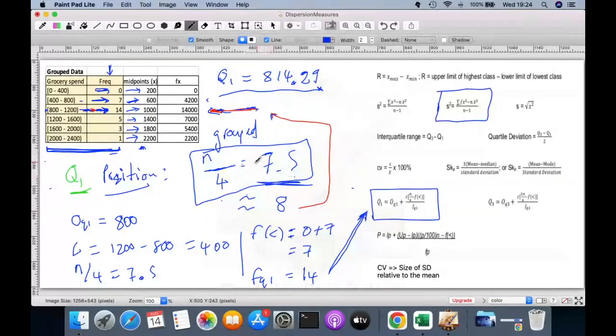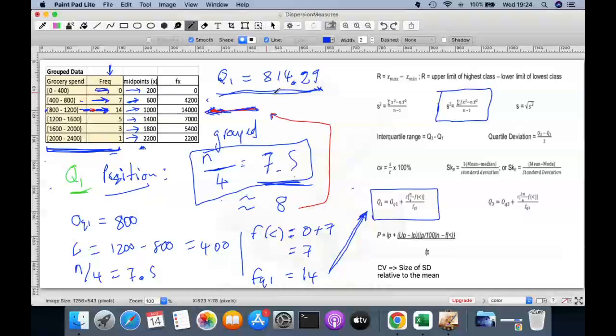Now, just like last week, I told you to try and sense check your answer. It's a good habit to do that. Remember, we said that this is the interval that the first quartile will be in. So it's 800 to 1,200. So whatever answer you get must lie in that interval. And in this case, it does. 814 does lie in this interval. So we know that our answer is right.